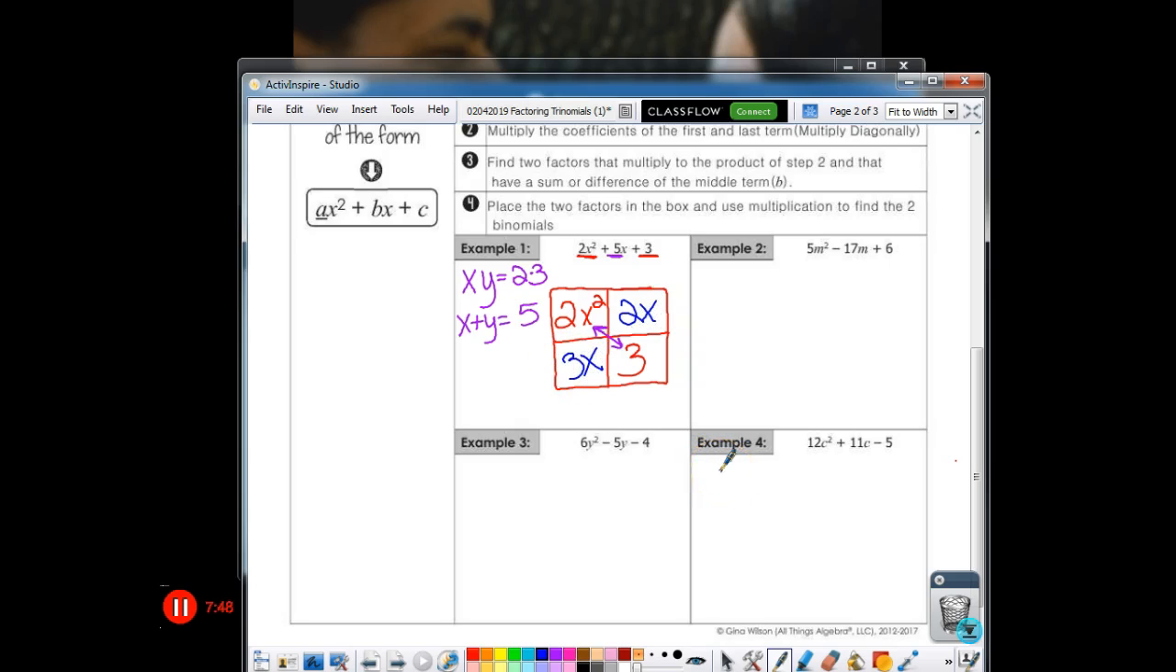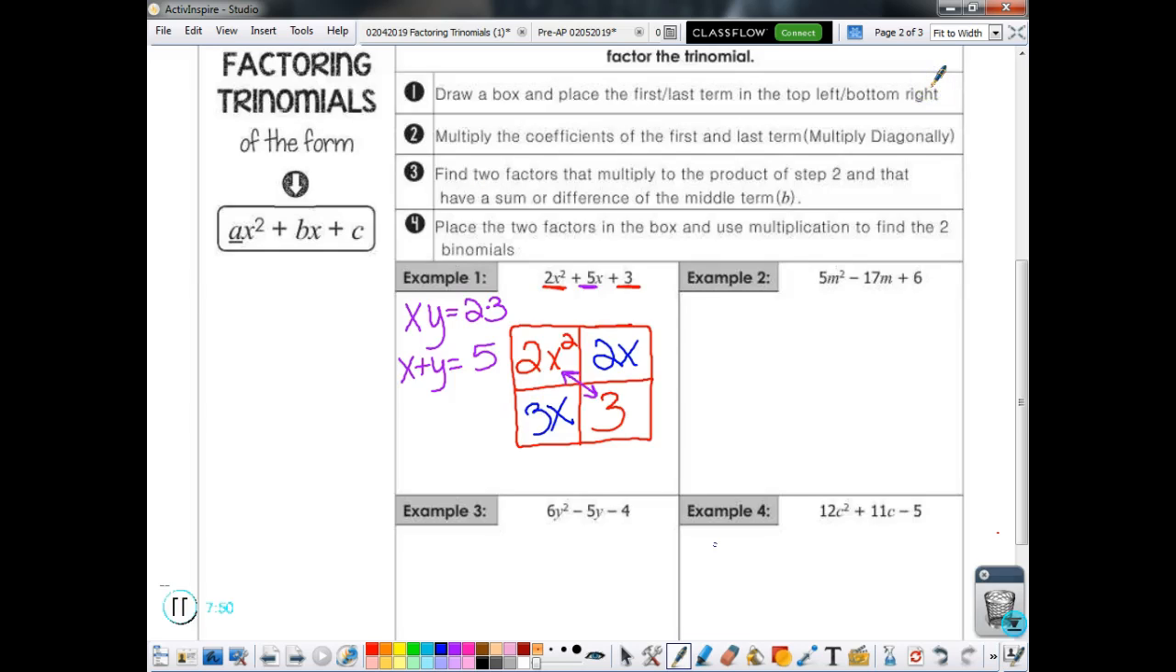Okay? Let me erase this and move it over. So xy equals 2 times 3, and x plus y equals 5. Right? Because I needed space right here. Okay, so now, what times what gives me 2x squared? 2x and x, right? Okay, but now you have to be careful, okay?